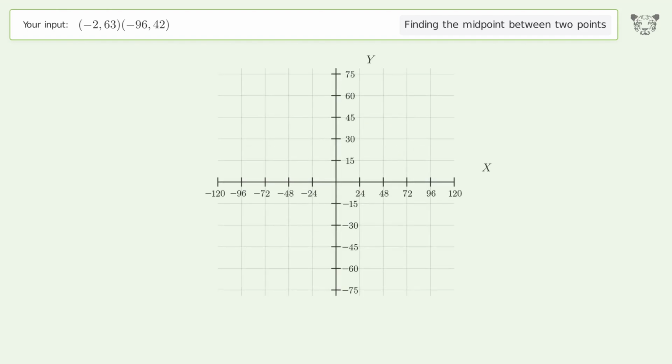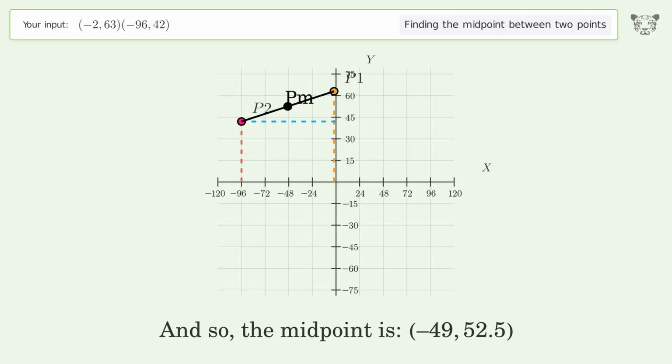And so, the midpoint is negative 49, 52.5.